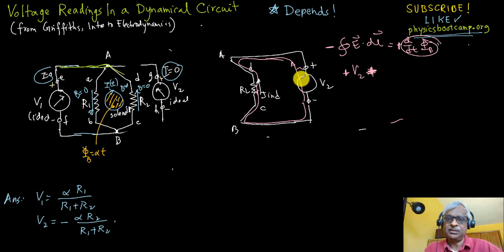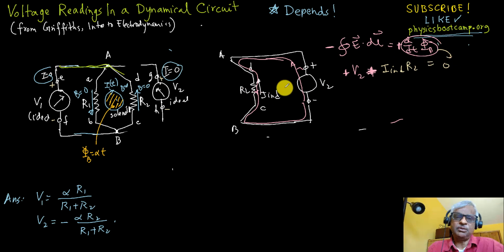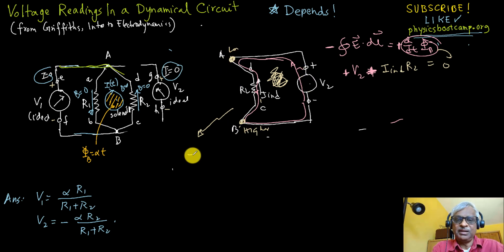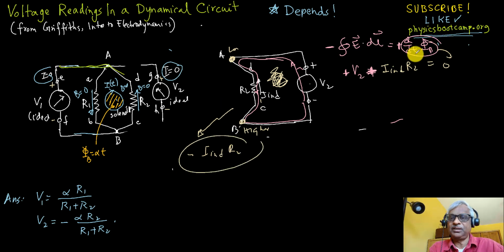So over here, there's going to be I induced times R2, and the right side is 0. Either use that, or you can say there's no B here. I want to know what's the voltage here versus the voltage here. From that perspective, the current is going, so this side is higher voltage, and this is the low voltage. So this reads VA minus VB. That's going to be minus I induced R2. Just from that, or you can use Faraday's law and realize this is going to be 0. So the V2 reading will be minus I induced R2.